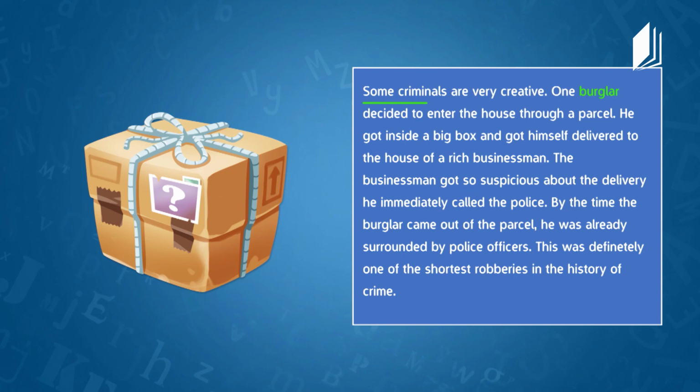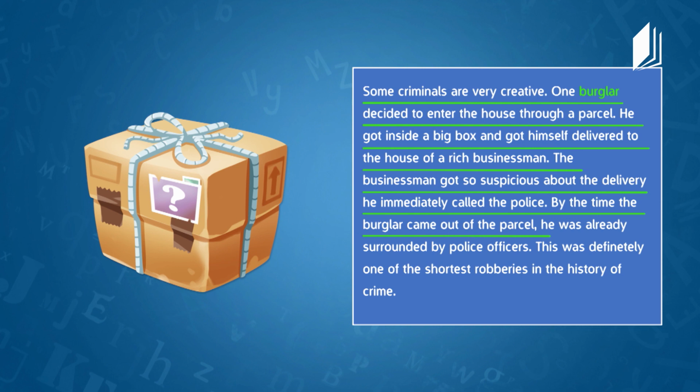Some criminals are very creative. One burglar decided to enter the house through a parcel. He got inside a big box. He got himself delivered to the house of a rich businessman. The businessman got so suspicious about the delivery that he immediately called the police. By the time the burglar came out of the parcel, he was already surrounded by police officers. This was definitely one of the shortest robberies in the history of crime.